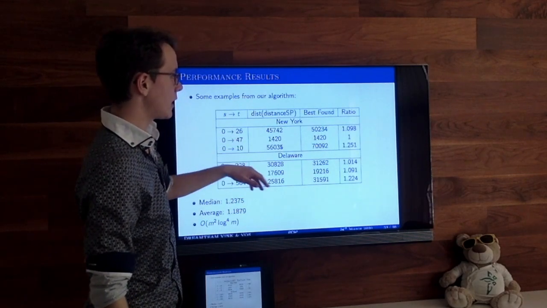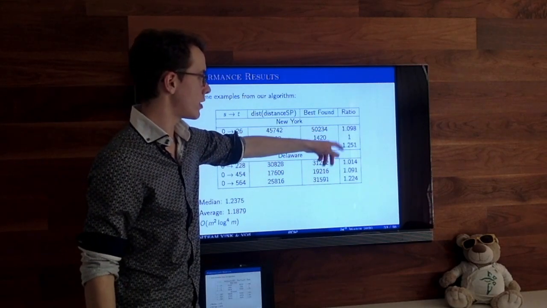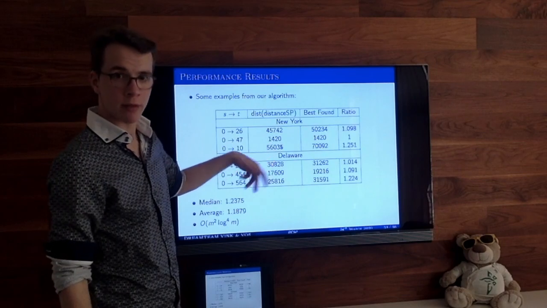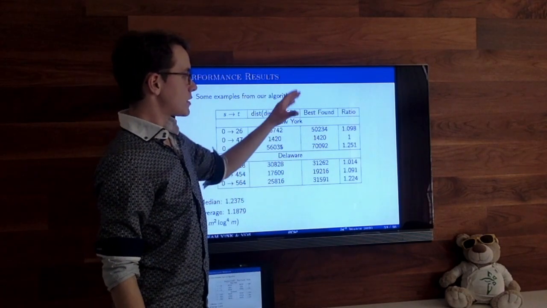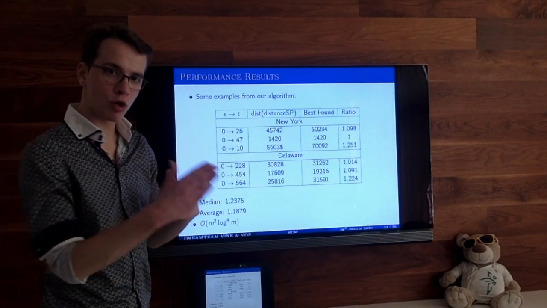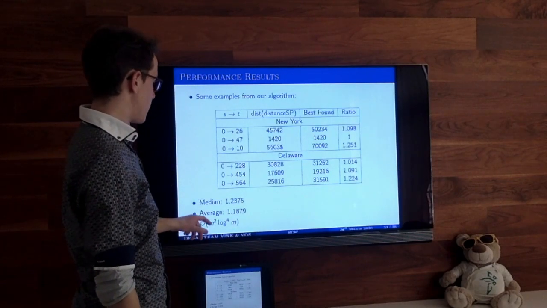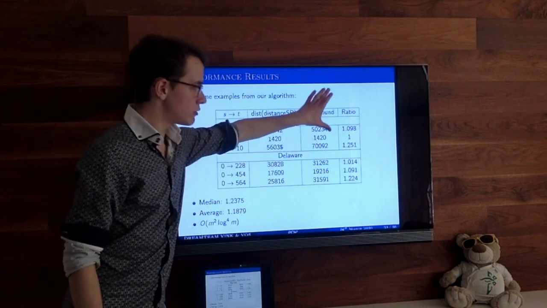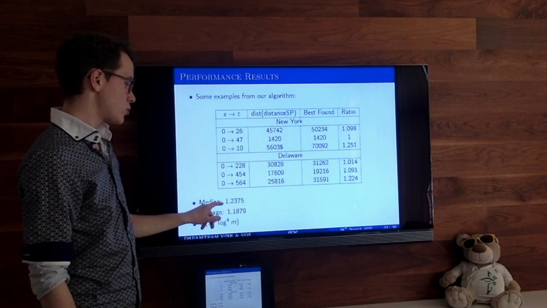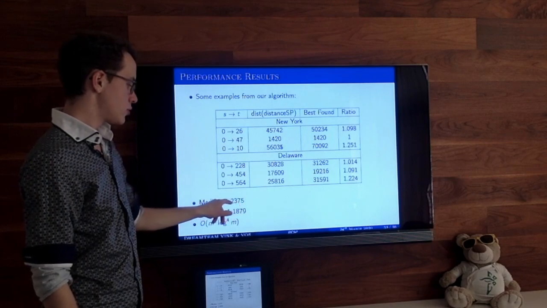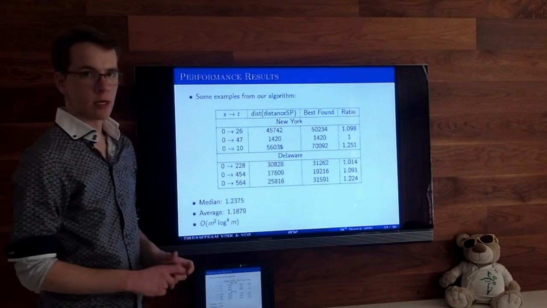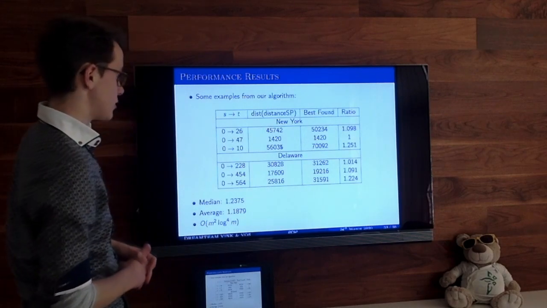And we see that in many cases it's very close to 1. It's 1.098. Some cases it is actually 1 if the distance shortest path is already feasible. So this is how we can get an idea of how good our algorithm is indeed and how close it is to the optimum. So to give you an idea of these ratios, because each query gives its own ratio, the median was 1.2375 and the average ratio was 1.19, which is pretty decent.